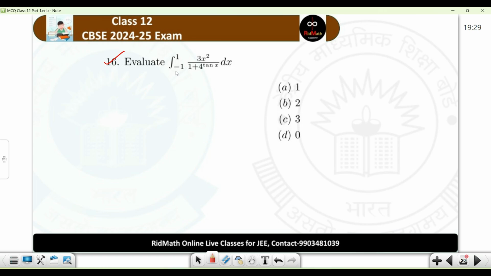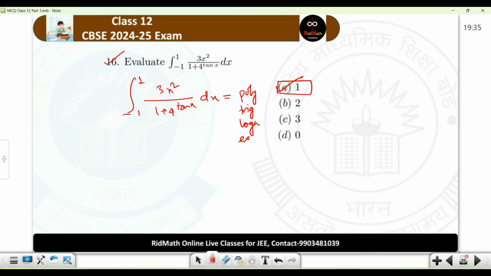16. Evaluate the integral from minus 1 to 1 of 3x square by 1 plus 4 to the power 10x dx. This integral has no solution in elementary functions like polynomials, trigonometric functions, logarithms or exponentials. But evaluating this function using a Python library, we can get the answer 1. So the answer of this question is 1.